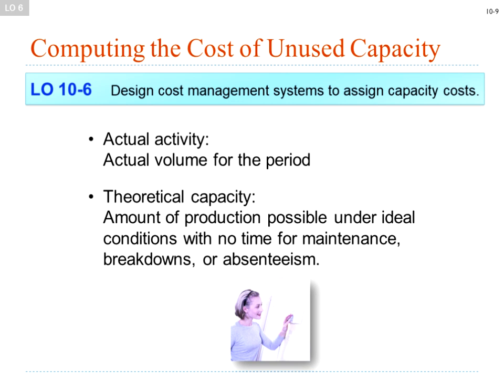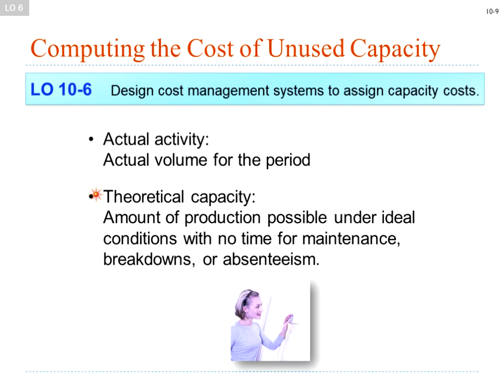All right, next we're going to talk about the cost management systems used to assign capacity costs. There are different ways to assign costs. One way is actual activity, and under actual activity, we have to estimate the actual volume that we're going to do.